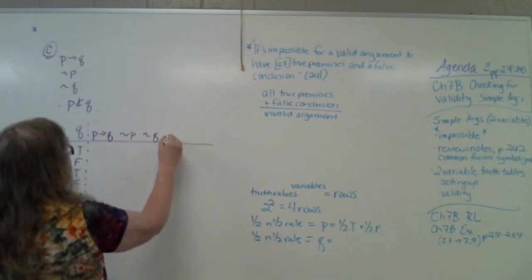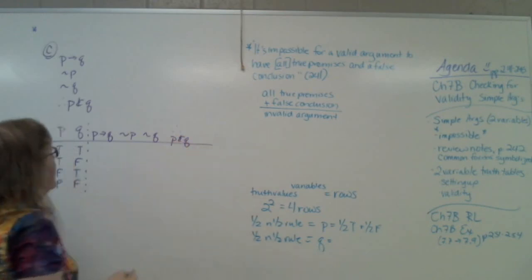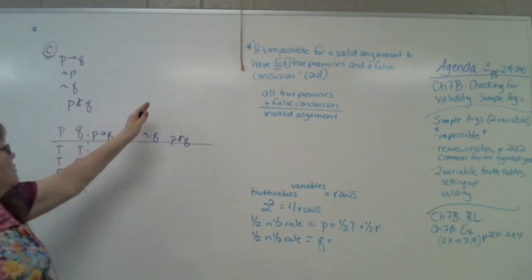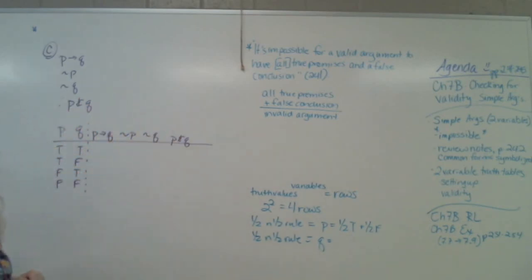And then I can figure my stuff out, right? Please, please, please, always do it this way, okay? Put your argument out like this, each premise on its own line, the conclusion on its own line, and then set it up this way. P, Q, always, and then each premise gets its own column, and so does the conclusion. And then we fill it out across the blank.